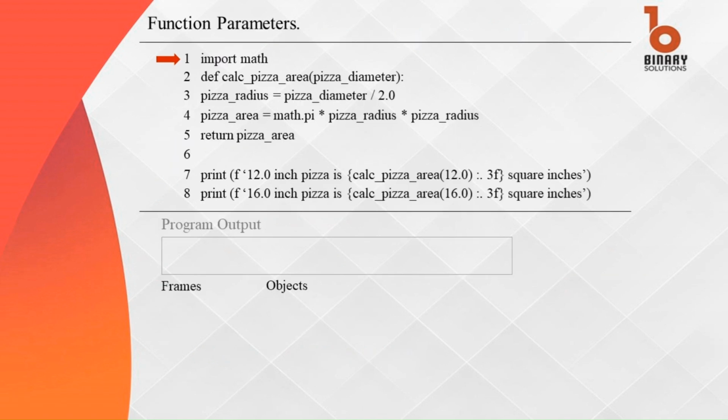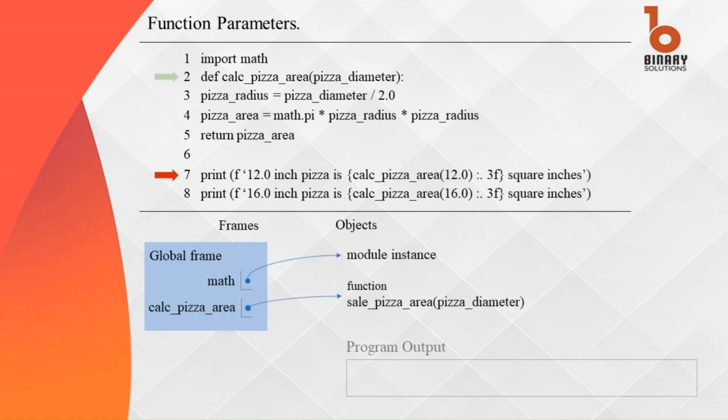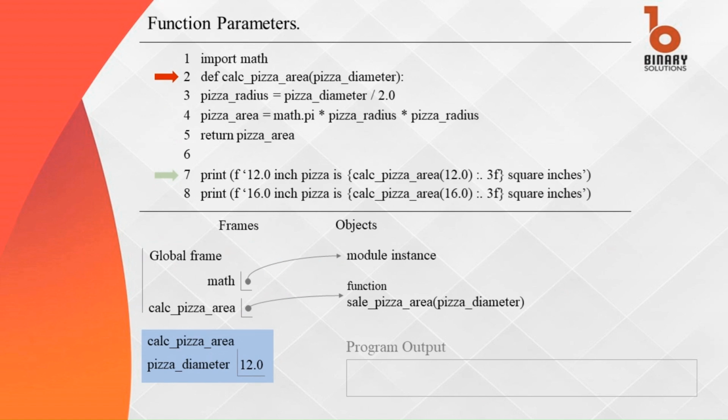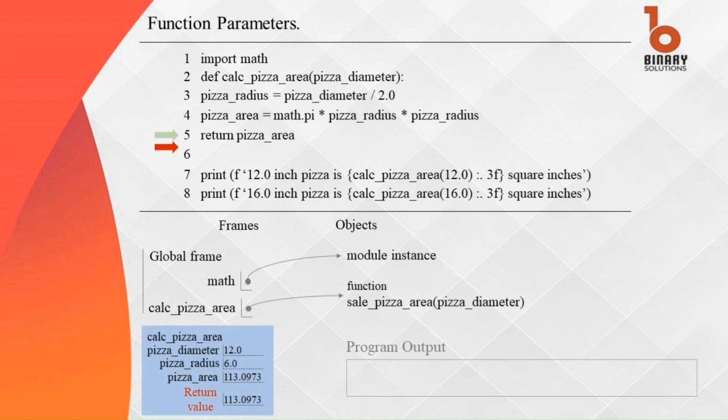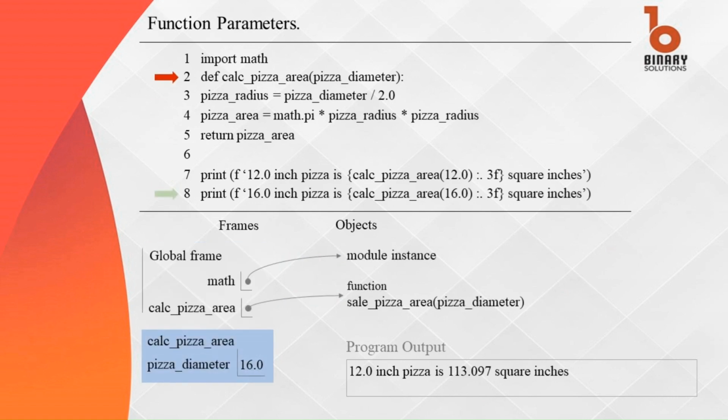In programming, parameters allow functions to accept input, enabling them to perform different tasks based on the provided values. A parameter is a named input defined in the function which influences its behavior. For example, a function to calculate the area of a pizza might have a parameter for the pizza's diameter. When calling the function, the argument is the value passed to the parameter, such as calc pizza area 12.0 or calc pizza area 16.0, where 12.0 and 16.0 are arguments.